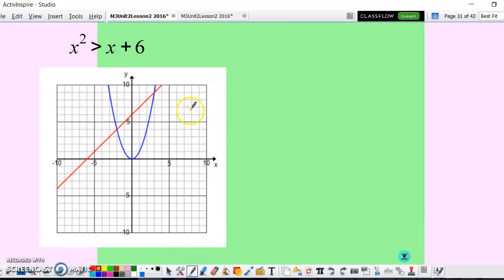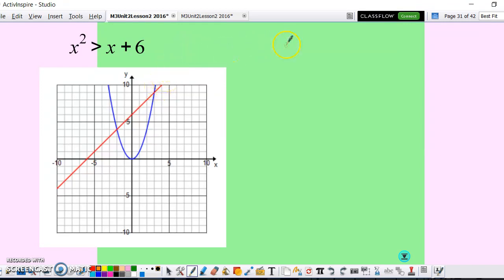To solve an inequality like this, we have x squared is greater than x plus 6. Now the simplest way to do this, since you will have access to a graphing calculator, is to graph x squared, which you'll see here in blue, and then in the second y equals to graph x plus 6. So I've done that on my graphing calculator, and you see the shot here.